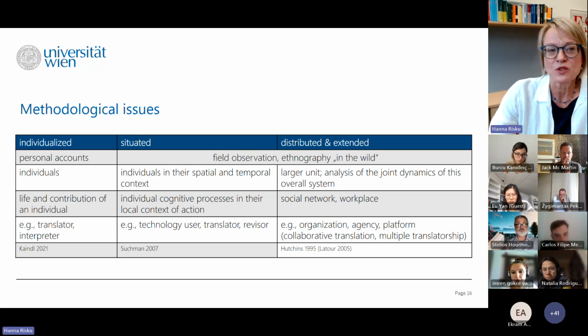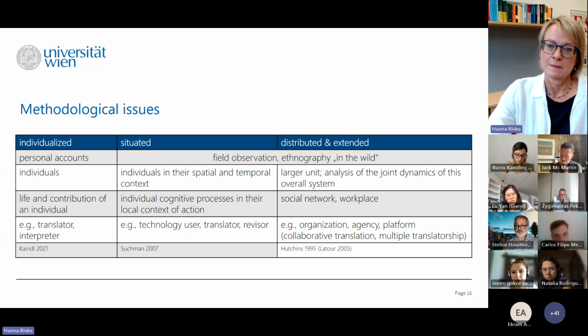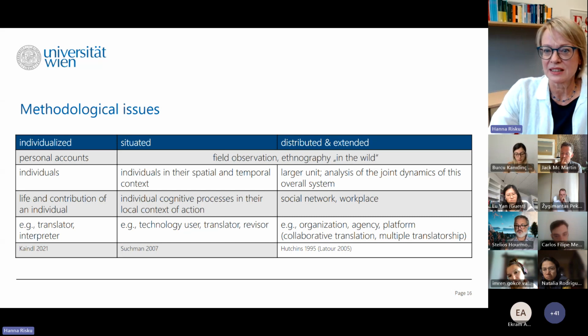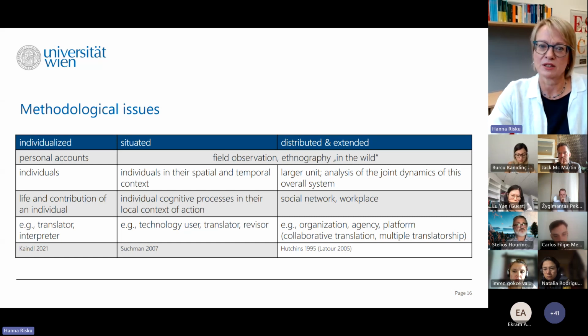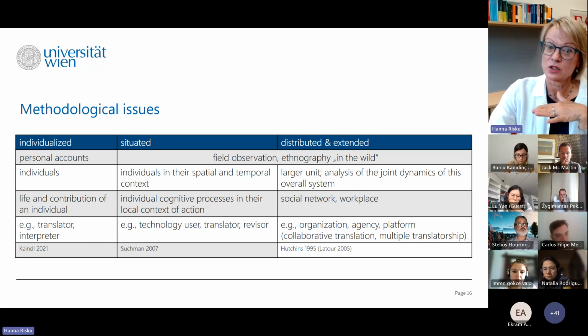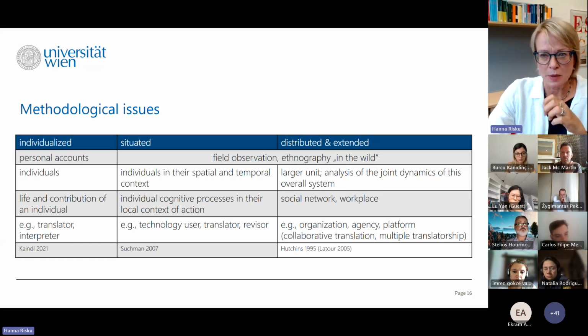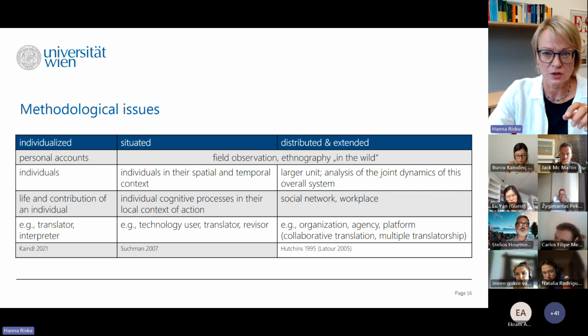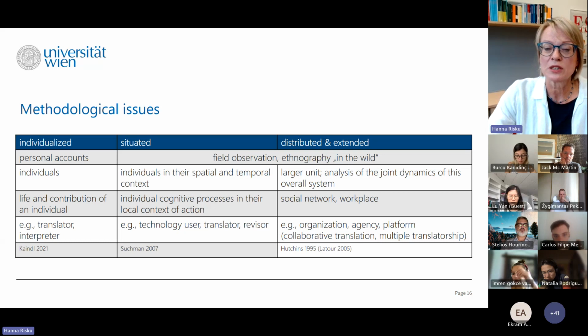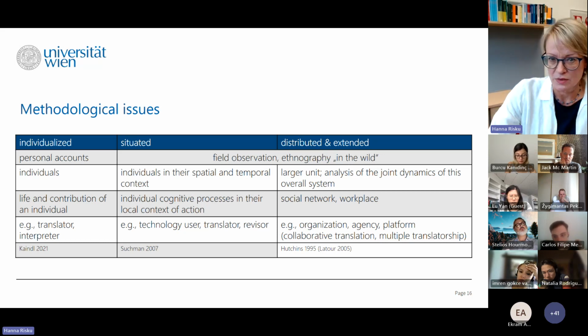So in a concrete observational study, for example, the empirical setting and the unit of analysis would need to be specified in a coherent way with the theoretical background that you use. One can study translation in a more limited spatial and temporal frame and concentrate on the activities of an individual and the influence on the local immediate context of translation. This methodological decision would correspond most closely to Suchman's approach of situated cognition.